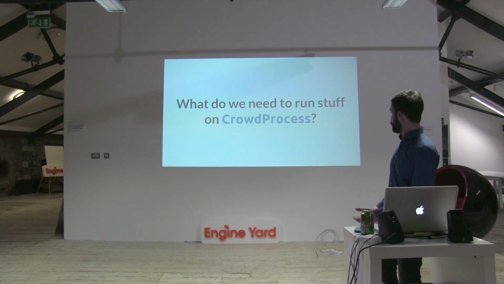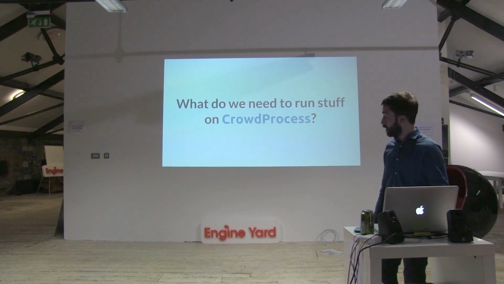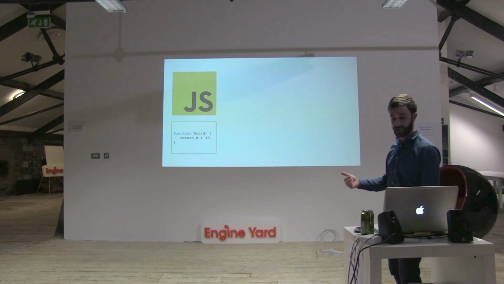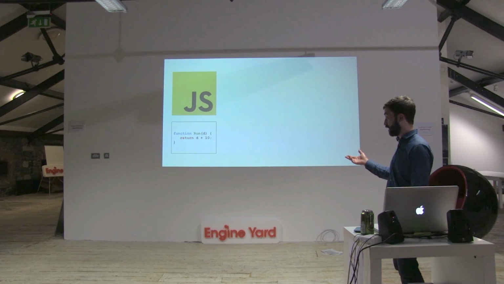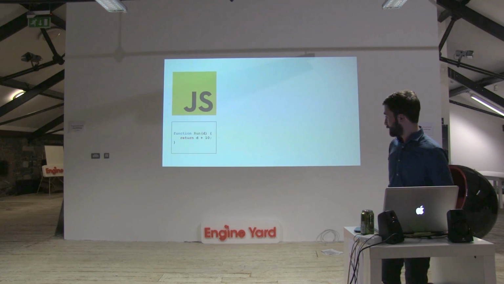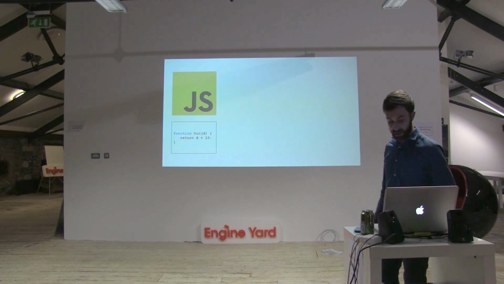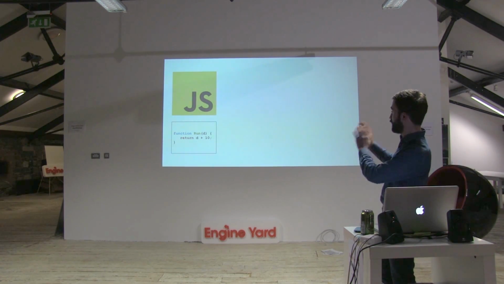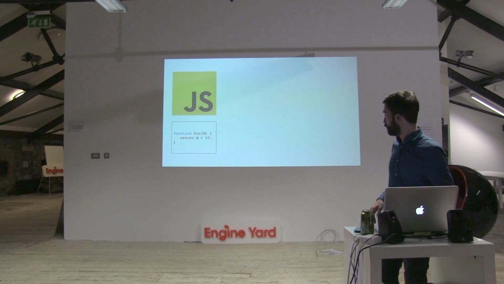Okay, so what do we need to run stuff on Crowd Process? It's quite easy and simple. So basically, first thing, we need a JavaScript program, a file with at least one function called run, which takes an argument, D, but it can be any other thing. In this case, I'm just adding 10 to D and I return that value. So this is the only thing you have to do, take an argument and return something.